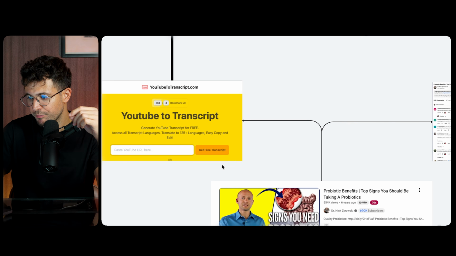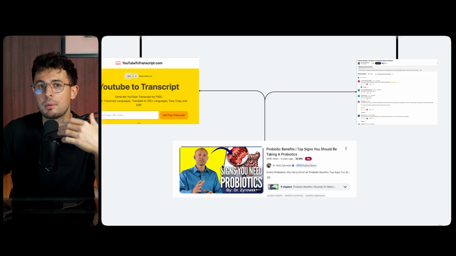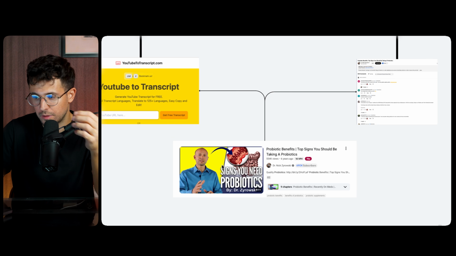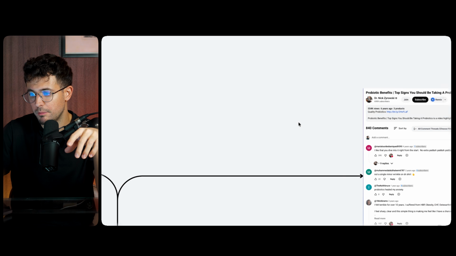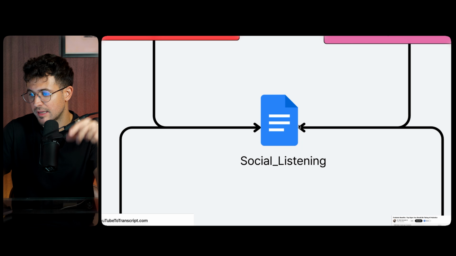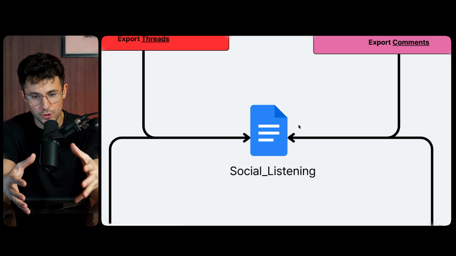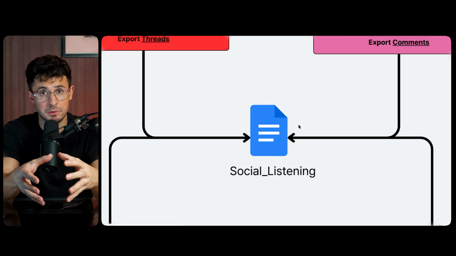Then you also want to go on YouTube, understand what people are saying about your problem, or the solution to their problem, and export not just the transcript of the video, but also all the comments. And then you want to put everything inside a big document called social listening. This document is basically a research of your target audience that you've done across multiple sites.